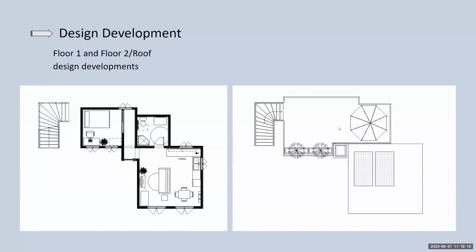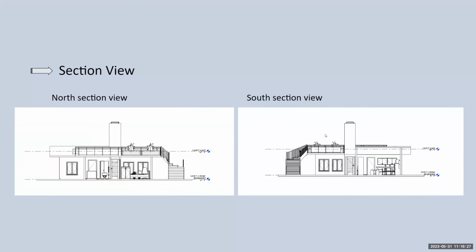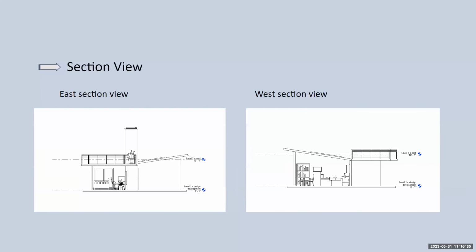Design development. This is for floor 1 and the roof. Here are my construction documents. I have some section views, the north section view and south section view, and then I also have the east and west.